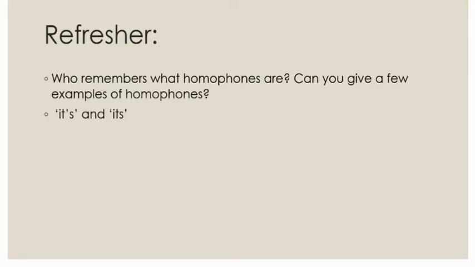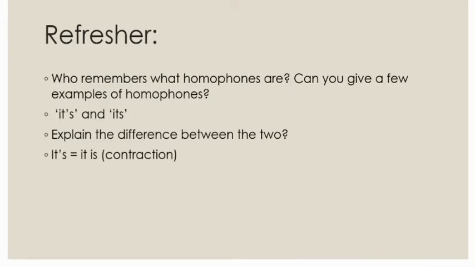How about it's and its? What is the difference between the two? It's with an apostrophe is a contraction. It means it is. And its without an apostrophe means ownership.